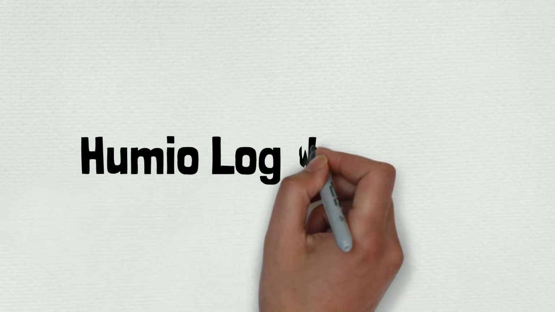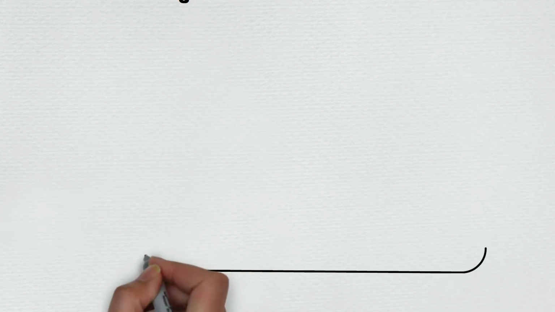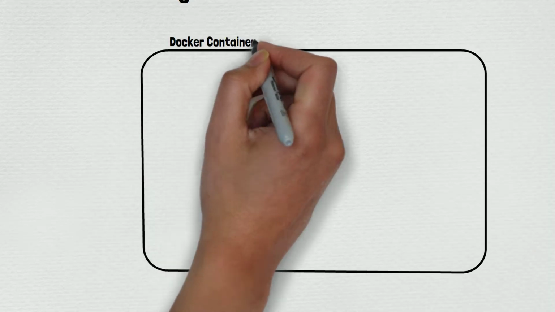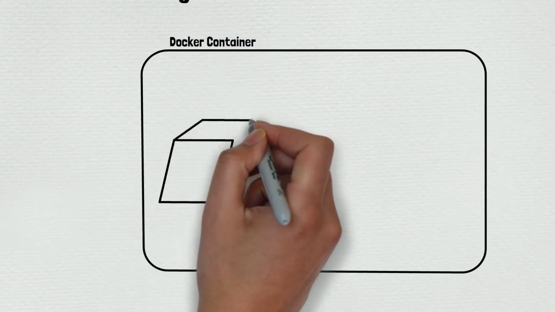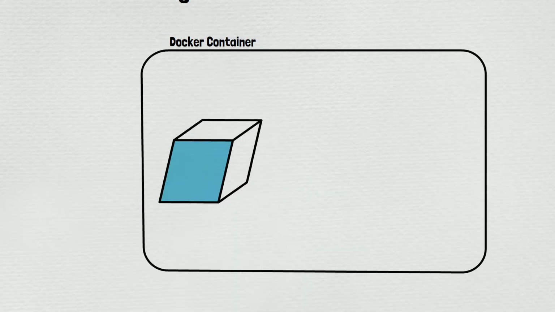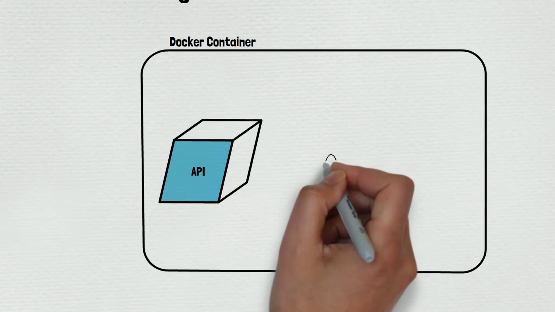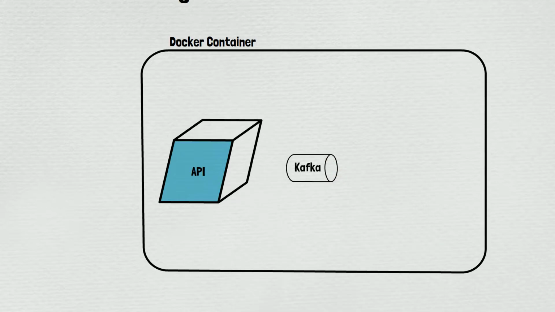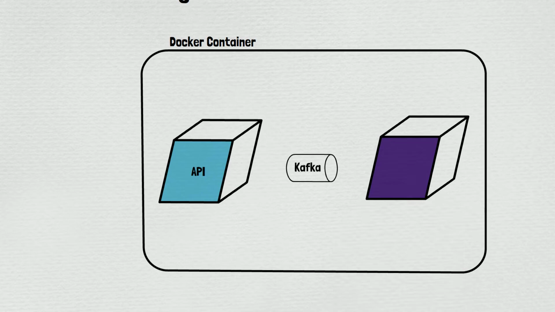Hello. In this video, we'll be discussing the workflow of Humio from when a log is pushed to when it gets stored on a disk. As an example, we take a single instance of Humio deployed via Docker. In this Docker container, we have a front-end node, which is our API, Kafka, and the back-end node for data. You could opt to have Kafka run standalone. The workflow shown here will still be the same.